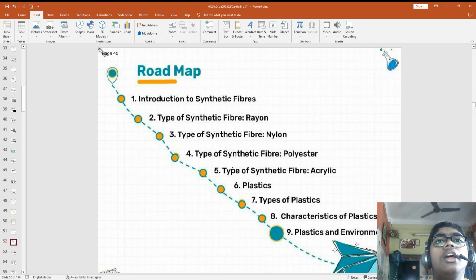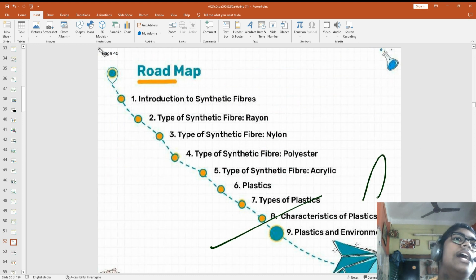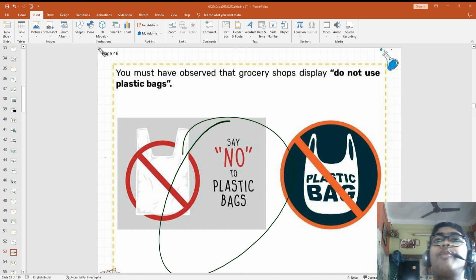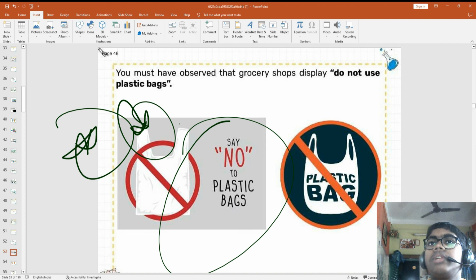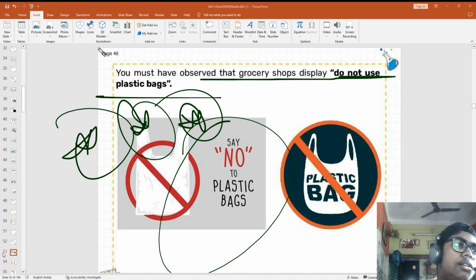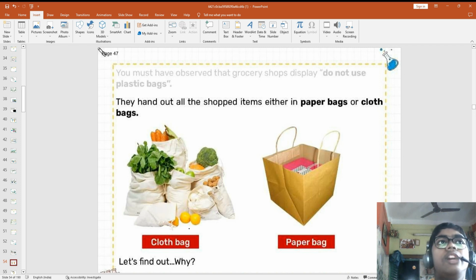Okay. Now let's see plastics and the environment. We should say no to plastics. If you have to make a poster in school, you would make a poster like this. So you must observe the grocery shop display. Do not use plastic bags because plastics cause a threat to the environment, right? Every time you go to a shop nowadays, they give you a cloth bag or paper bags.